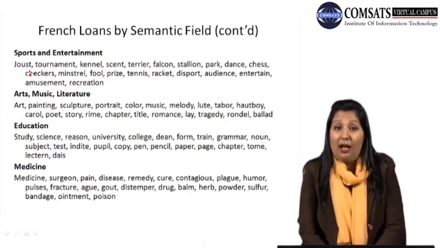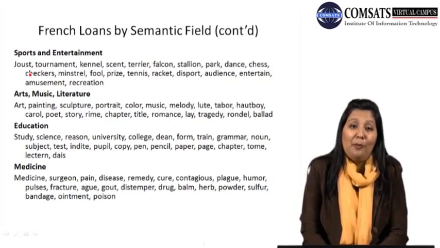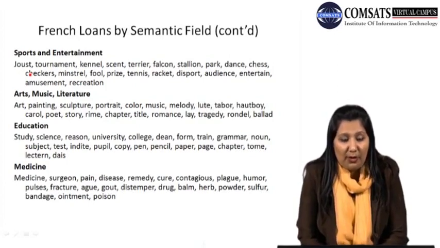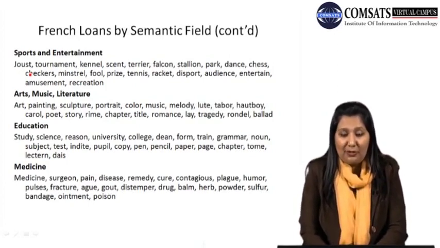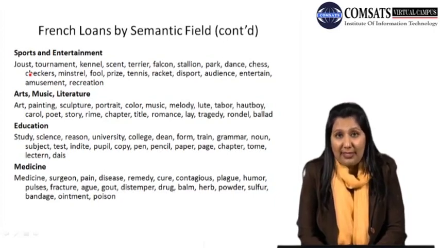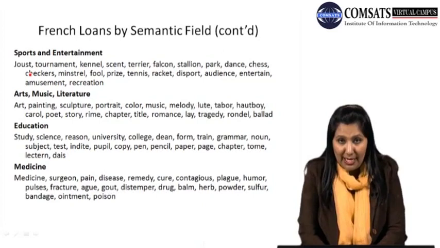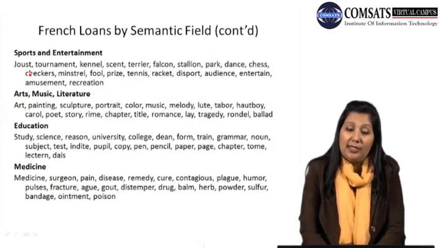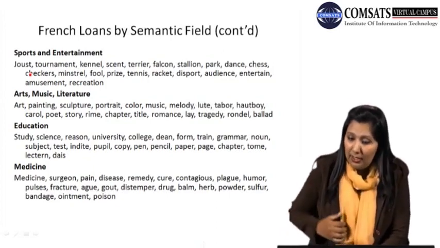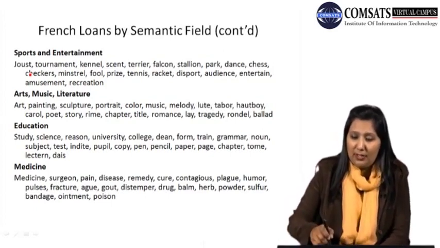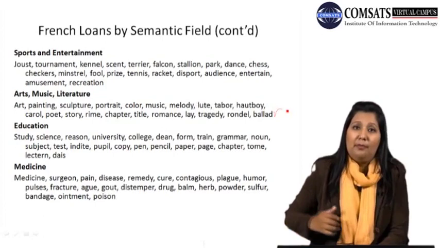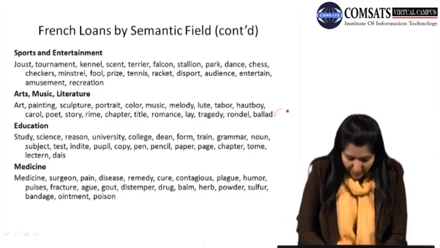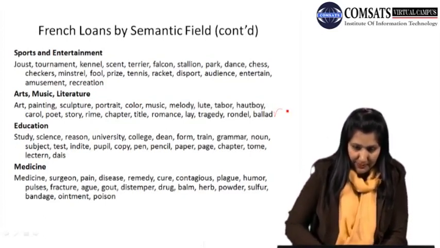in the field of art, music and literature. Art itself is a word of French. Amazing. Painting, sculpture, portrait, color, music, melody, lute, tabor, hautboy, carol, poet, story, rhyme, chapter, title, romance, lay, tragedy, rondel, ballad. These are all the words taken from the semantic field of art, music and literature, and these are the words that have come from French loans. Did you know the meaning of the word ballad? A ballad is actually a long poem that tells a narrative or an incident that has taken place.